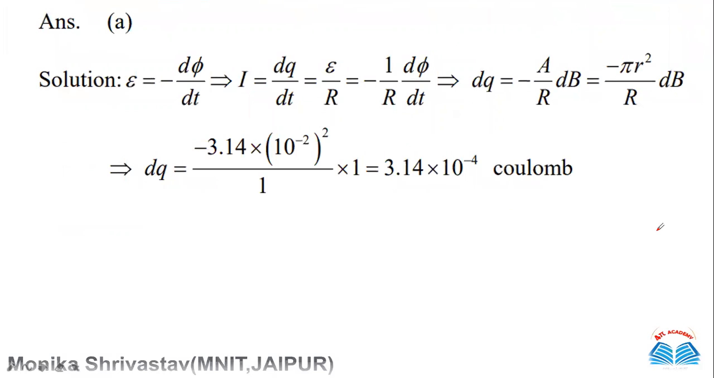So this will be your answer. The direct formula is there: E equals minus d phi over dt. I'm sure that you are studying this formula in your electronics also. There they will use this formula too. But for this question, this is the solution.